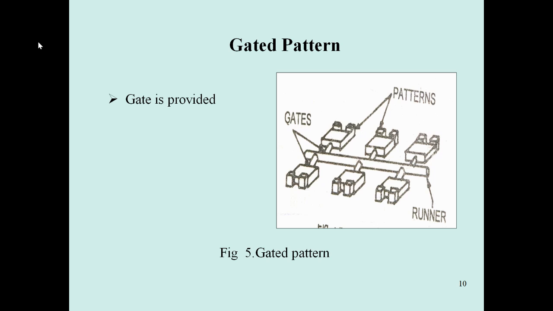In this pattern, the gate is provided on the patterns. In this figure we have six patterns and six gates. It is used for small castings only, as with the previous one. Next one is sweep pattern.